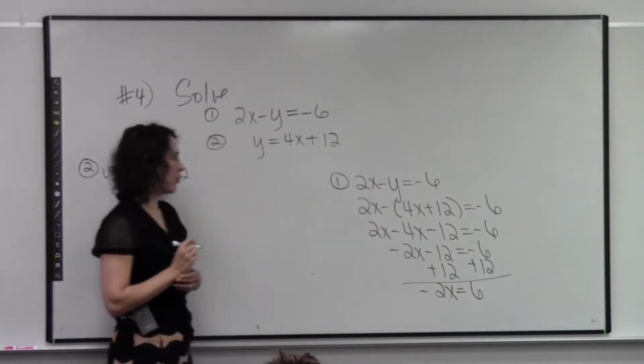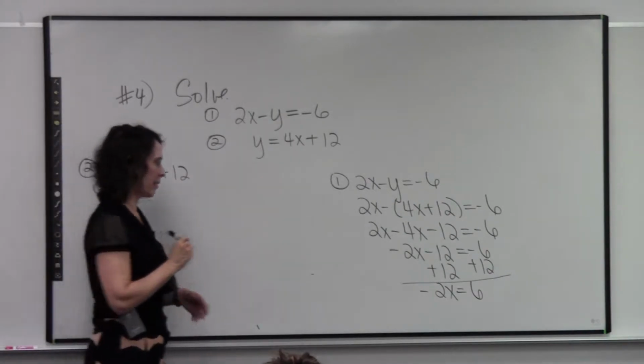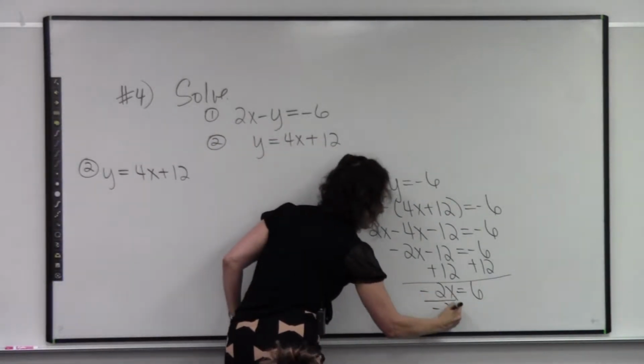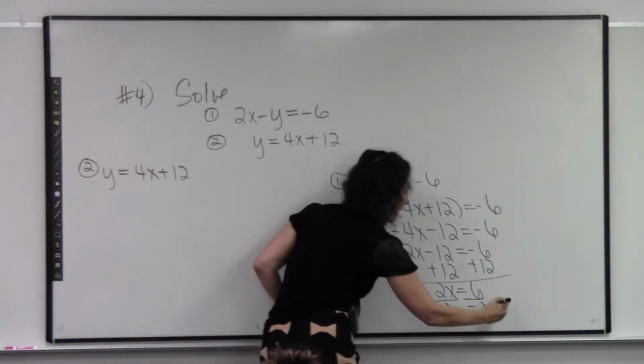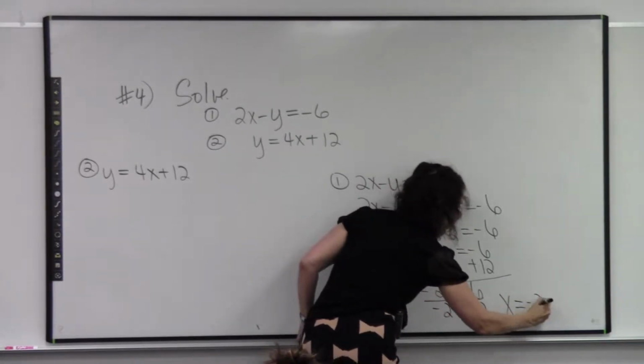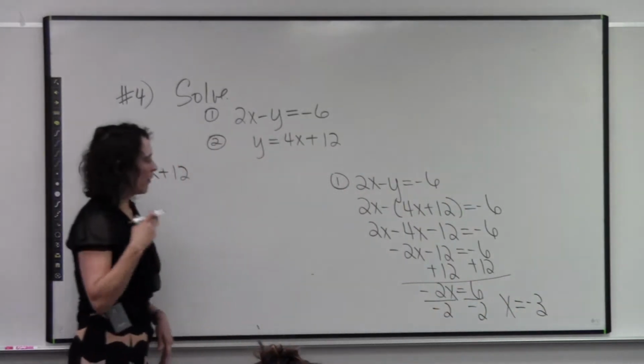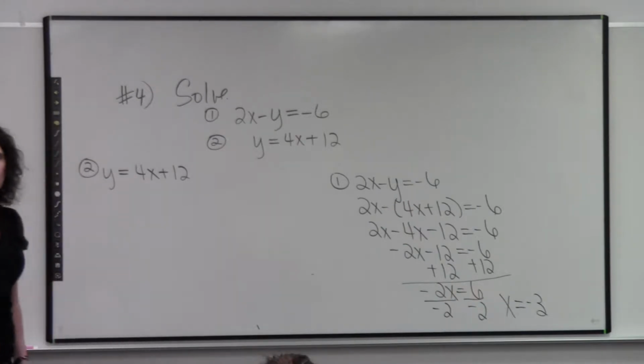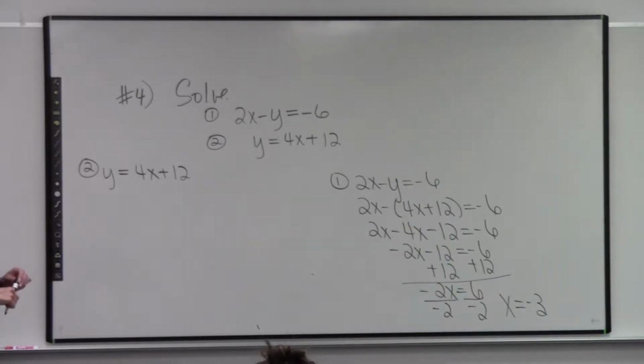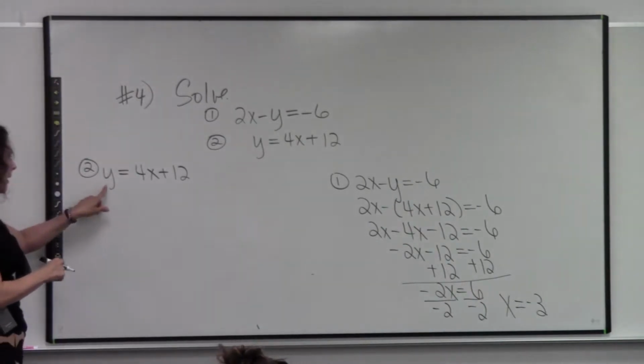So a negative 2x is equaling a positive 6. I'm going to have to divide by negative 2. So what's x going to be? Negative 3. All right, we're not finished with the problem because we're missing a letter. What letter are we missing? Y.